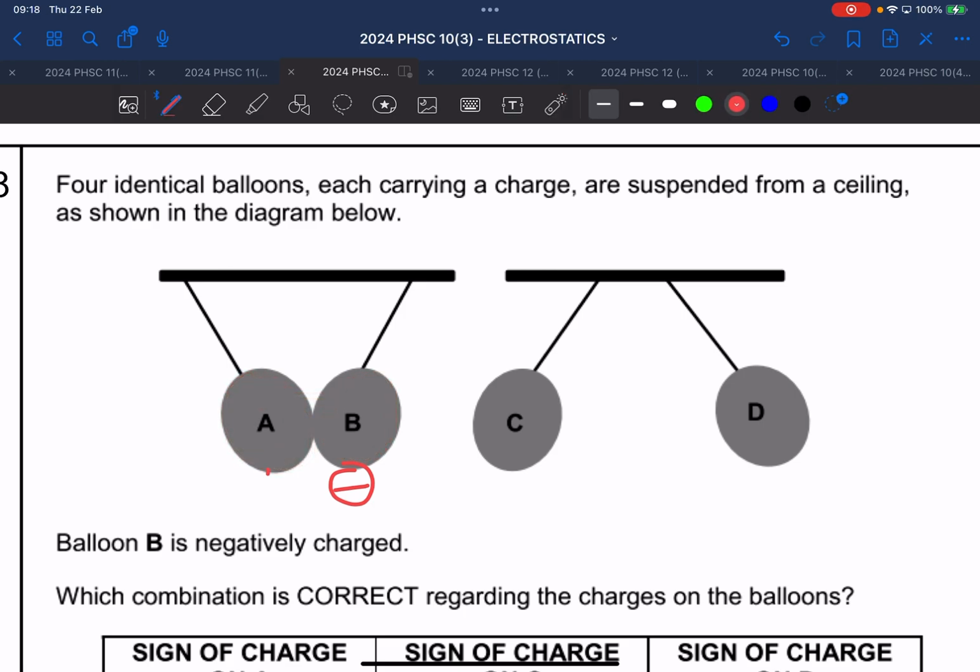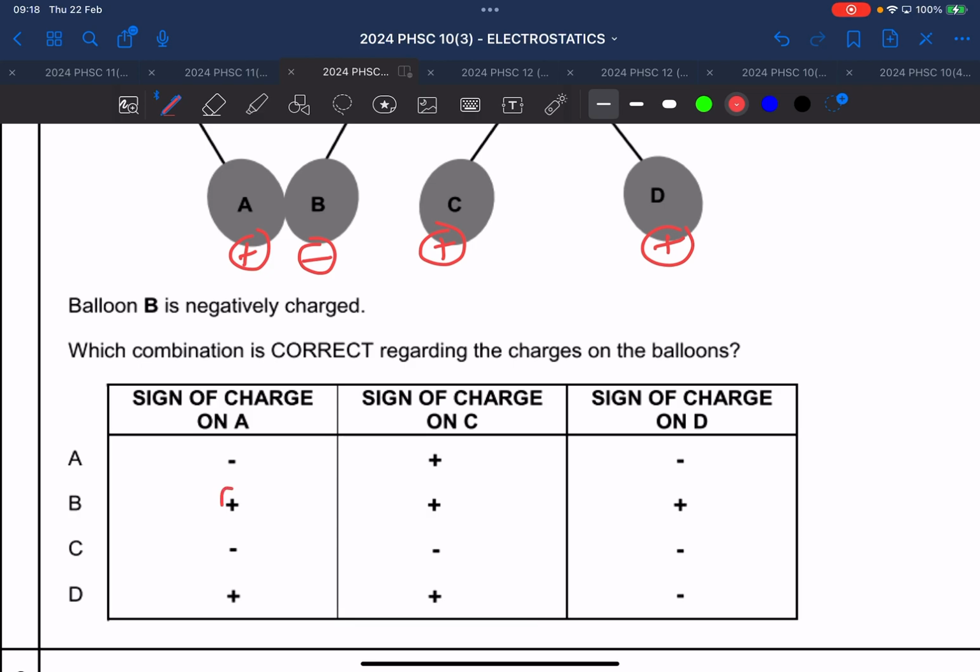If B is negative and it's attracting A, what must A be? Positive. Okay. Then we see that C is attracted to B. So what must C be? Positive. And then we see that D is repelled by C. So what must D be? Positive. Okay. So now I check. A must be positive. C must be positive. And D must be positive. So B is the correct answer.